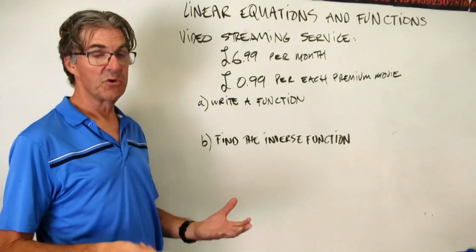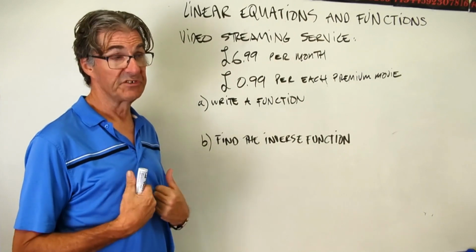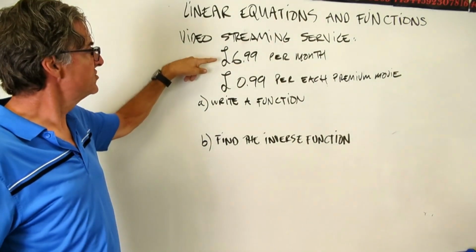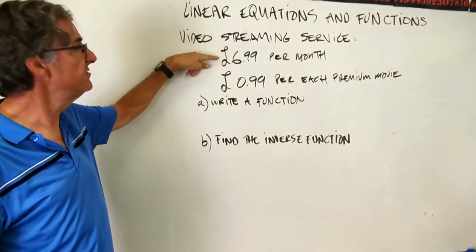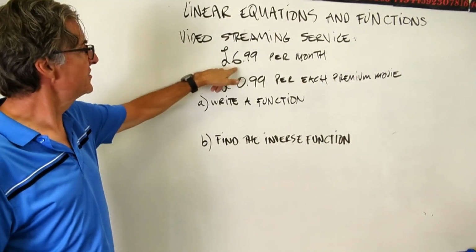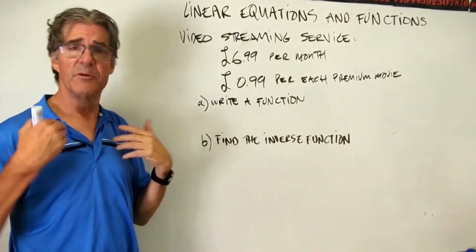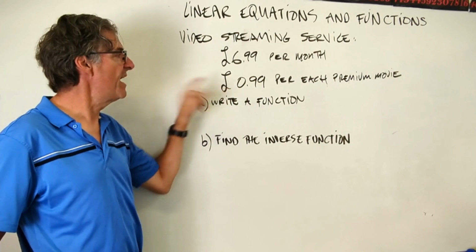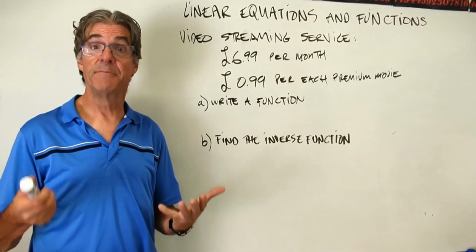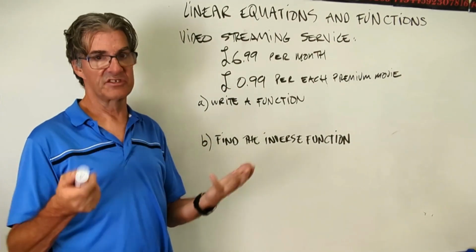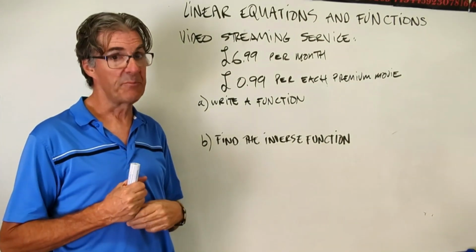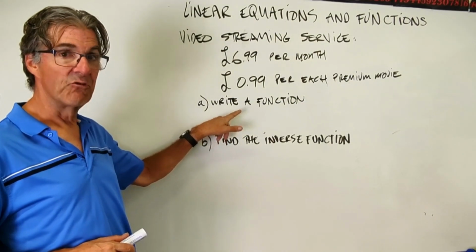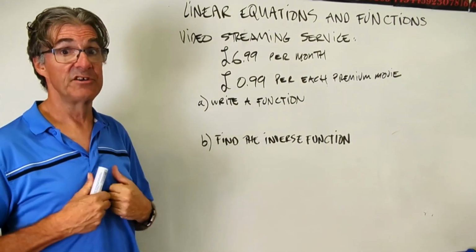All right, let's do a story problem that encompasses some of that stuff we just did. So here's our example. We have a video streaming service that charges British pounds, that's this fancy L, £6.99 per month. So for streaming, you pay £6.99 a month. Additionally, you're going to pay 0.99 pounds for each premium movie. So obviously there's some movies on there that you can watch, but you do have to pay a little bit for them. So I want you to pause the video right now and write a function and define your variables.